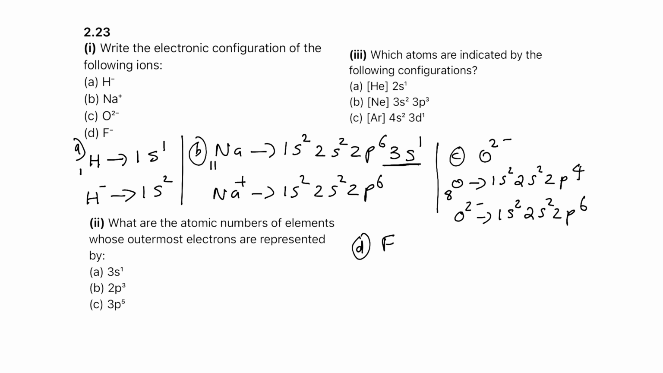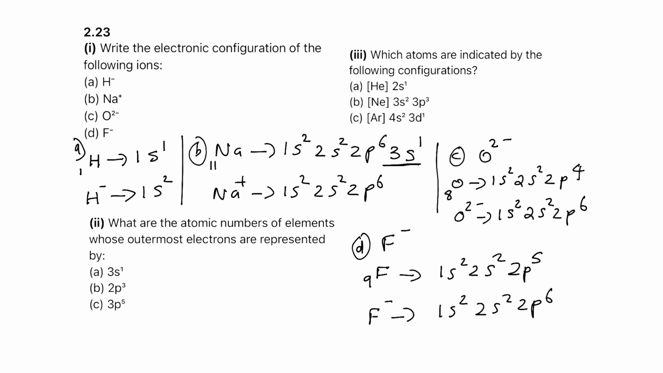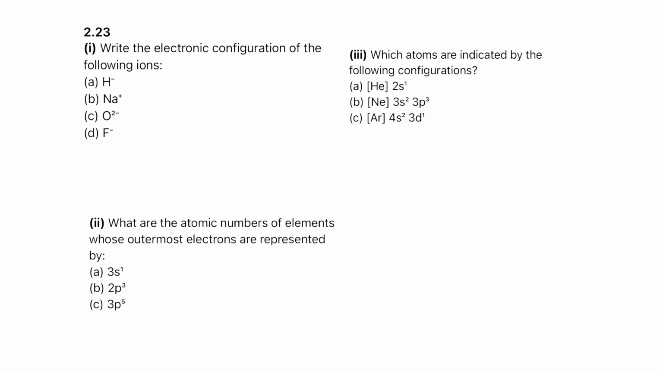Fluorine, right? Fluorine minus. Fluorine atomic number 9. What is the configuration? 1s2, 2s2, 2p5. Correct? Now fluorine minus means 1 extra electron. So what is that? 1s2, 2s2, 2p6. Correct, right? Easy. Okay. Now moving to the second question. Second question is, what are the atomic numbers of elements whose outermost electrons are represented by 3s1, right? So it's like 1s2, 2s2, 2p6, 3s1. Now count this: 2 plus 2 plus 6 plus 1.